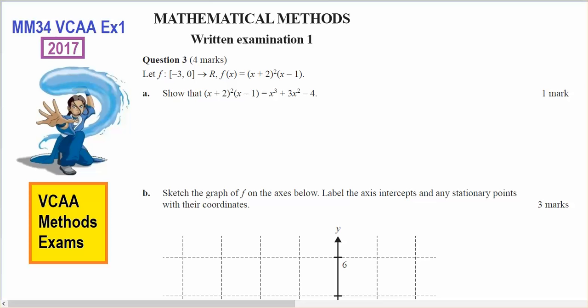This is for Year 12 Methods. It is the 2017 VCAA exam number 1, question number 3. So we have a restricted domain on this cubic. I've got to show that this expands to this.